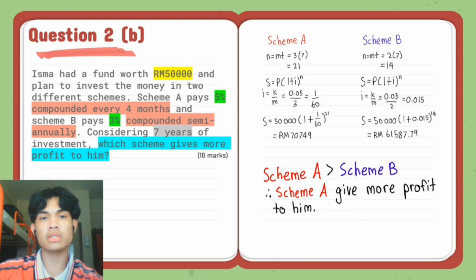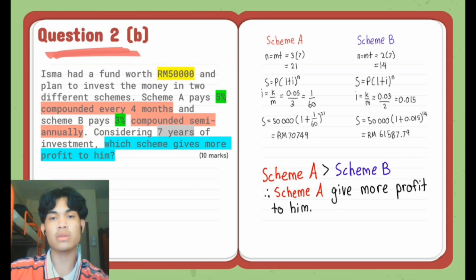For scheme B, our K and M values are 3% and 2. Our M and T are 2 and 7. After that, we can get the I and N values, which are 0.015 and 14. We apply all the values and we get the final answer for scheme B. The final answer is 61,587 ringgit and 79 cents. In conclusion, Isma has to choose scheme A because scheme A is more profitable than scheme B.